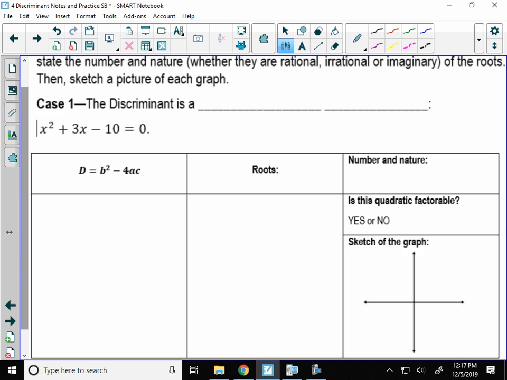And the first thing I want to do is calculate the discriminant. Now it says here in your table, the discriminant is the b squared minus 4ac. It's always that part under the radical. So let's calculate that number. So what's b in this problem? 3. So we have 3 squared minus 4. A is 1. C is negative 10. I want you to take your calculator for me. Tell me what is the value of that discriminant?